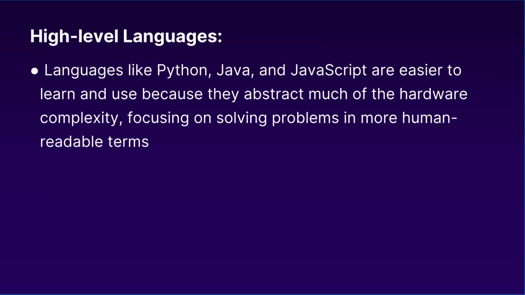So we also have high-level languages, languages like Python, Java, JavaScript. They are easier to learn, use and write because they abstract much of the hardware complexity. So you just have to focus on solving your problem in more human readable terms. When you're writing your code, you write it in English, so it is more human readable. So that is it.